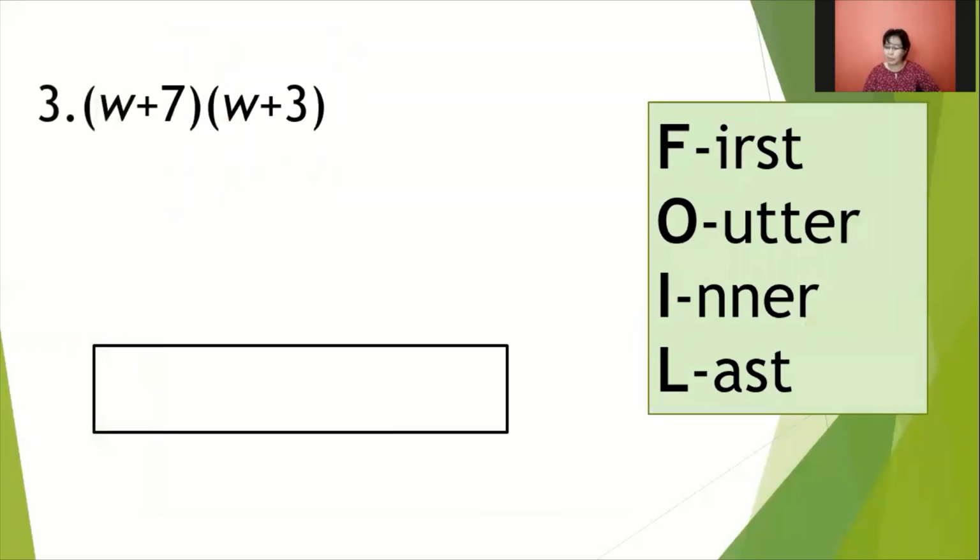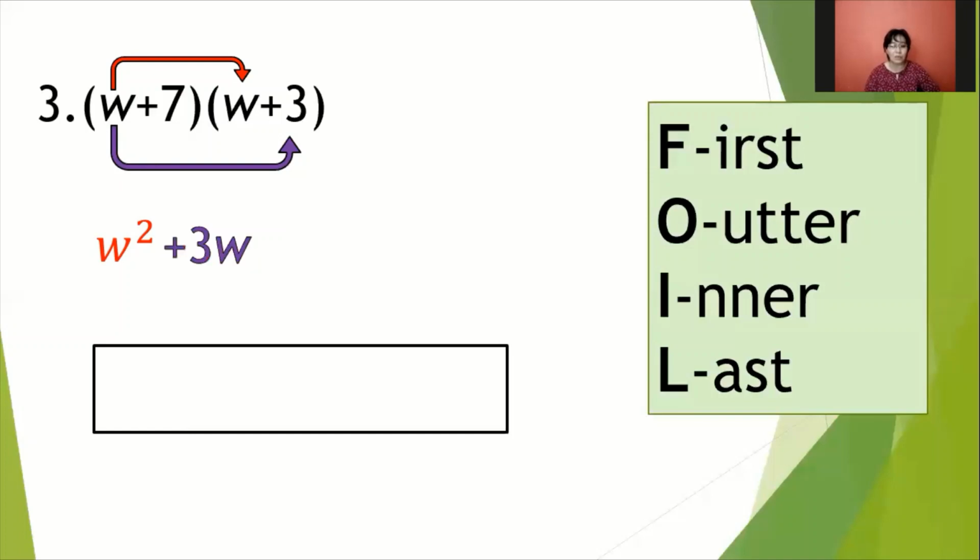Now, for number 3. Number 3 is w plus 7 times w plus 3. In solving this kind of equation, we have to use the FOIL method. FOIL means first term, then O as an outer term, I for the inner term, and L for the last term. We have to multiply the first term. W times W is equal to W squared. Then W times 3 is equal to 3W. Then the third one, we have 7 times W is equal to 7W. Then the last, 7 times 3 is equal to 21.